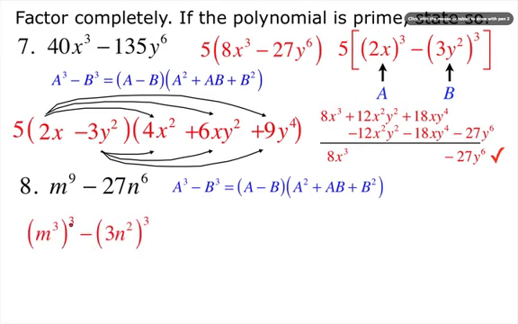M cubed raised to the third power is equal to m to the 9th. 3n squared raised to the third power, you get the following. So then I apply my formula, but first I know that my m cubed is going to be my a once I plug it into my formula, and my 3n squared is going to be my b. So let's write out the first polynomial, which is this binomial.